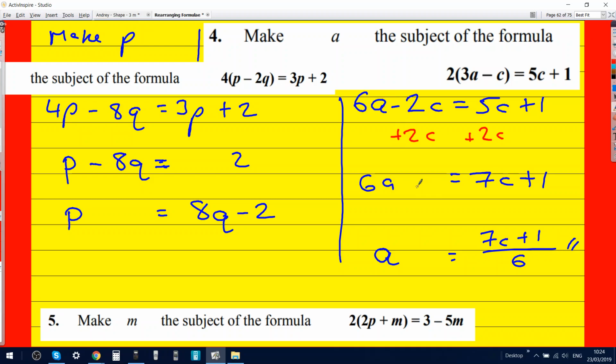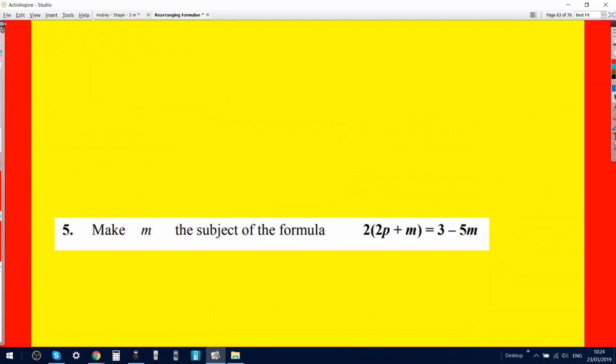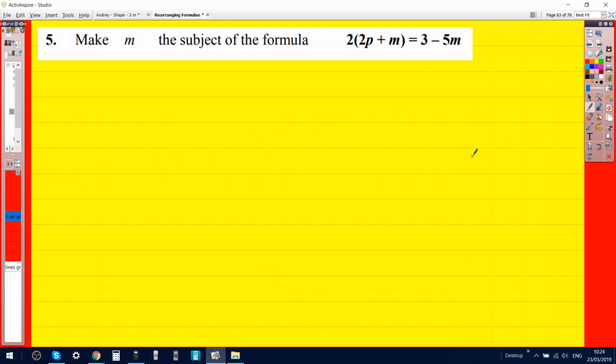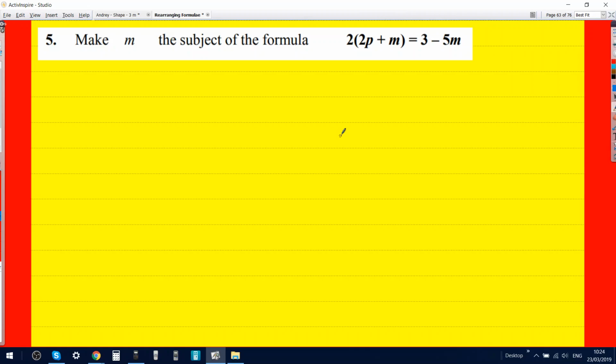Okay. Let me just see this next one. Okay, yeah. And this one. Okay, make n the subject. So it'd be 4p plus 2m equals 3 minus 5m.